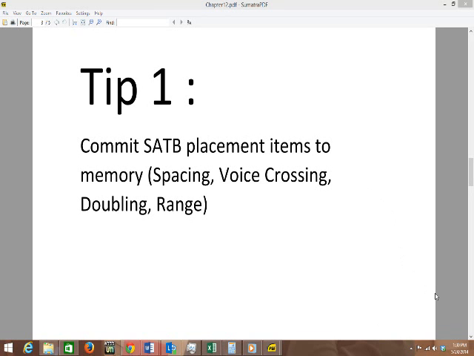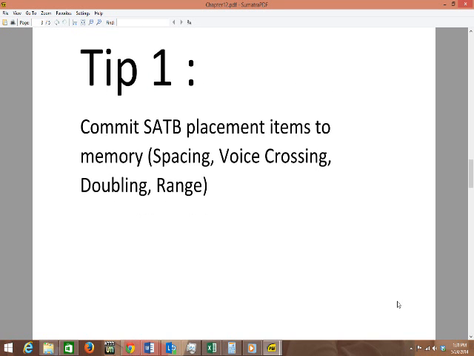Tip 1. Commit SATB placement items to memory: spacing, voice crossing, doubling, and range. When placing notes for 4 voices on a grand staff, it is important to follow the rules explained in the book in order to keep the integrity of 4 separate voices. You want to memorize these rules. The vocal range is the one where you can continually use the book for reference.